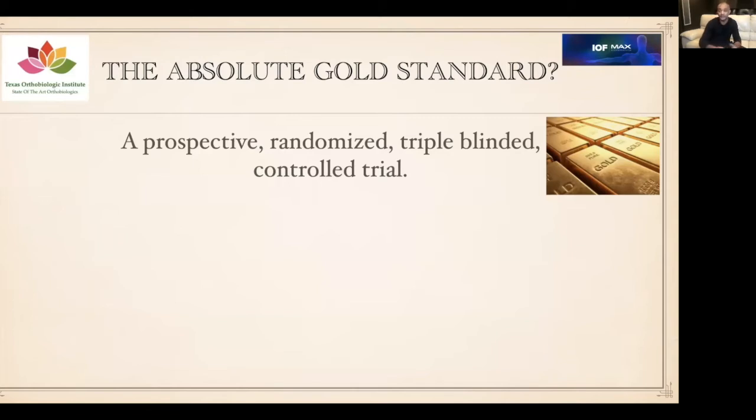So what triple-blinded means is that not only does the researcher not know the intervention that's being given, the patient doesn't know the intervention they're receiving, and the person that's evaluating the outcomes doesn't know which patient got which intervention. So that's triple-blinded. That would truly be the gold standard, where nobody really knows what's going on until it's decoded at the end of the study.